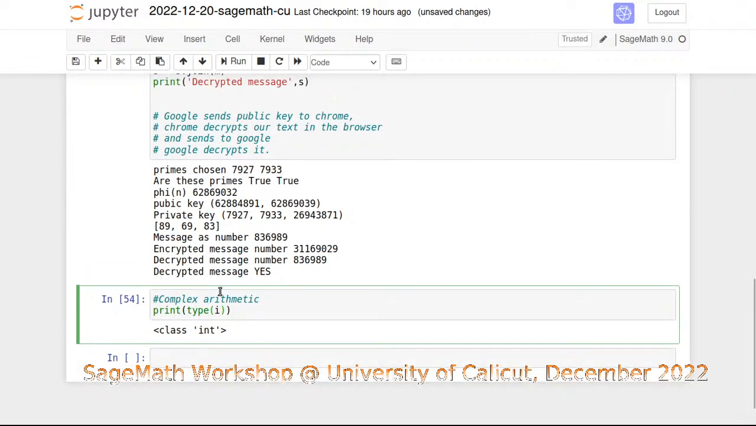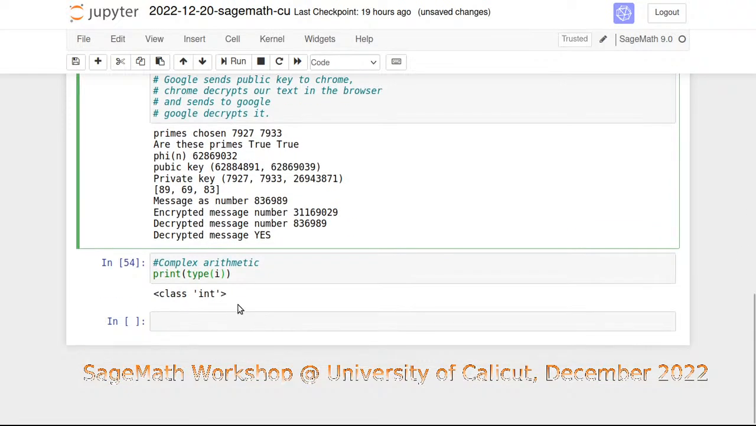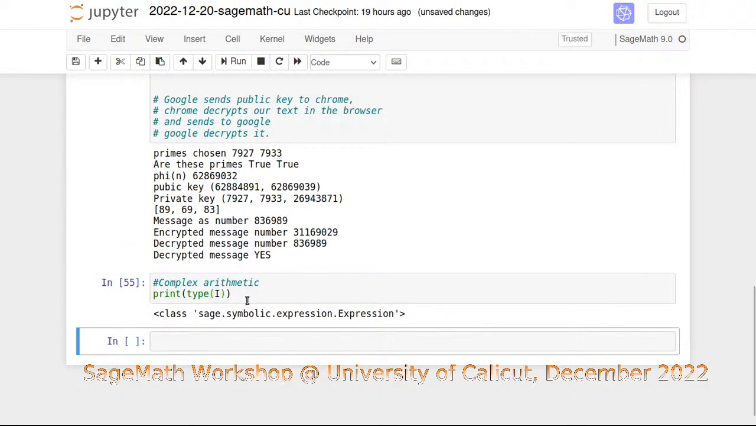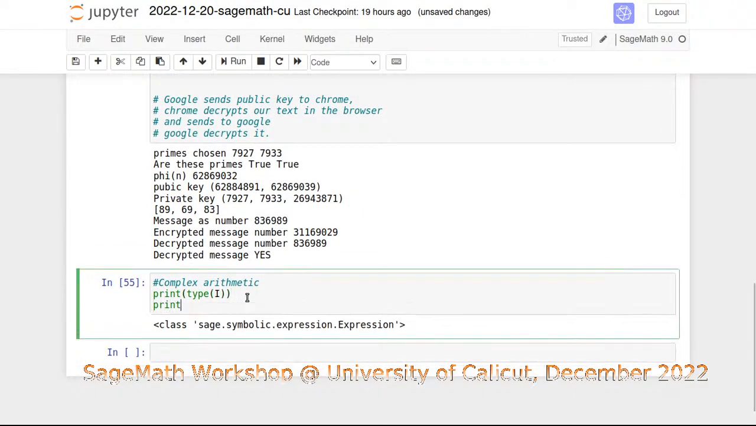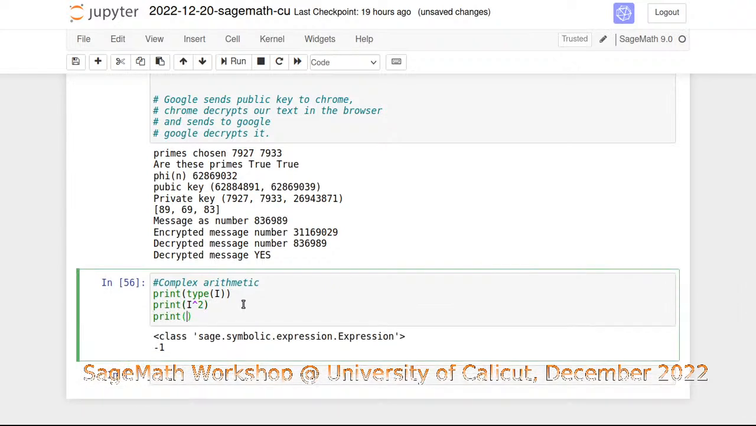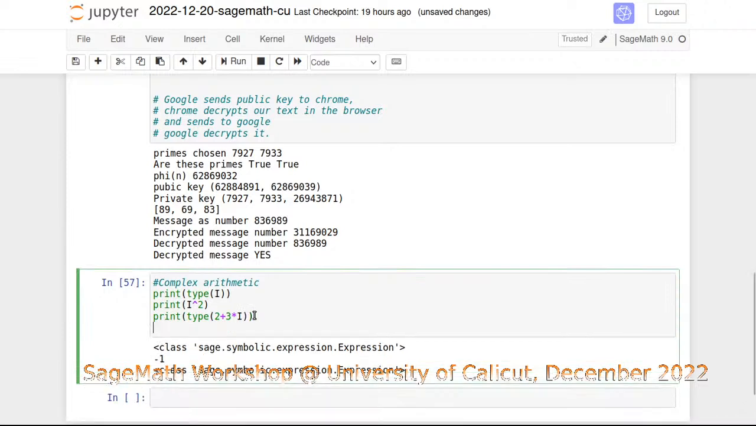So this is int, but why is it giving us int? I think previously we have used this I as int, so that's actually a problem. So let us use capital I instead. This is a symbolic expression, and I square, if you try, you will get this to be equal to minus 1. You should use 3 star I, not just 3i. Again, a symbolic expression.